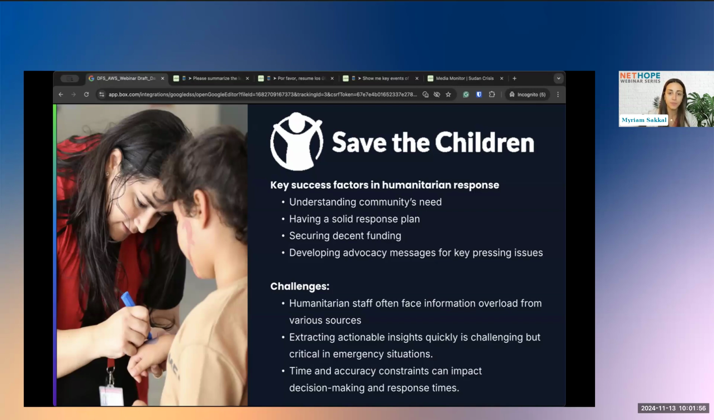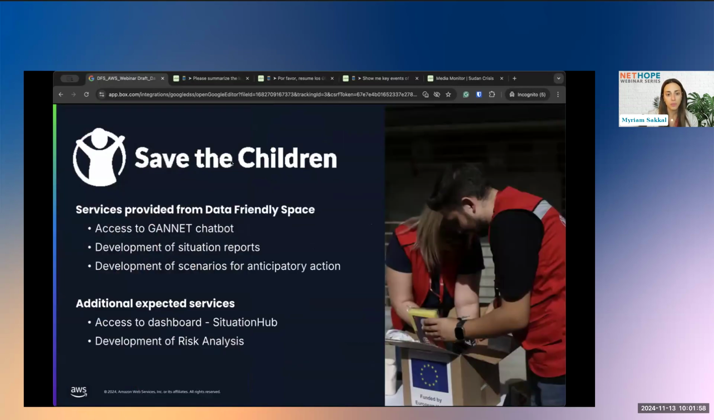Next slide, please. So the services that we benefited from GANNET were many. The collaboration started a few months ago, and so far we were able to access the GANNET chatbot that was presented by my colleague. And Data-Friendly Space also helped us develop situation reports based on the data available. And we have also developed a scenario planning for anticipatory action.